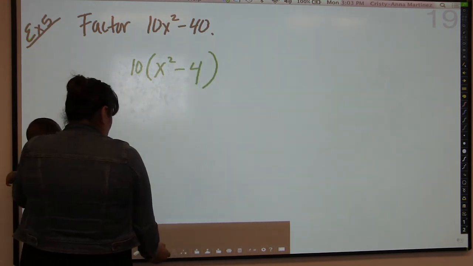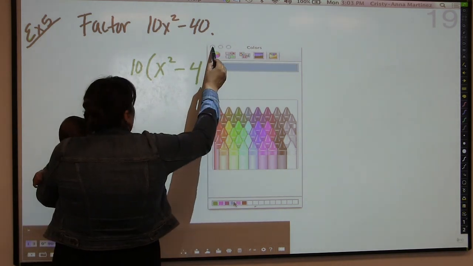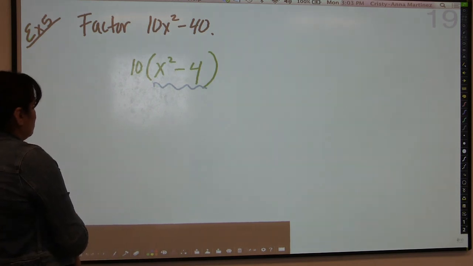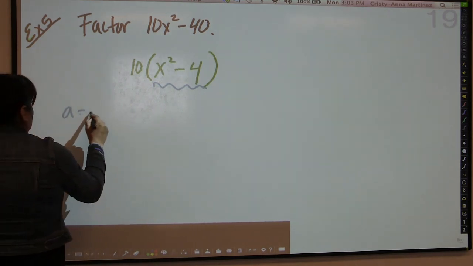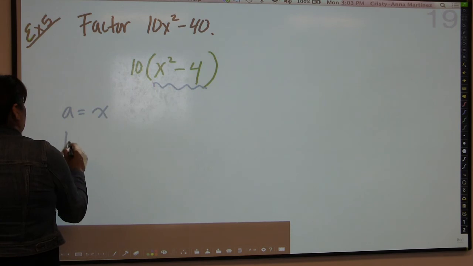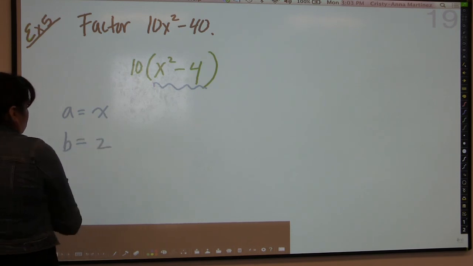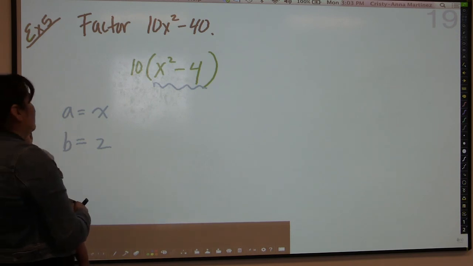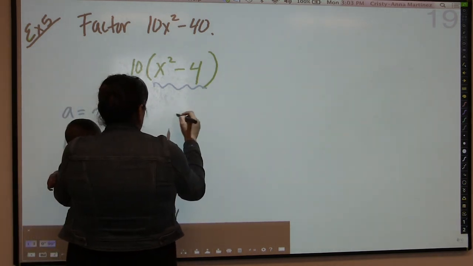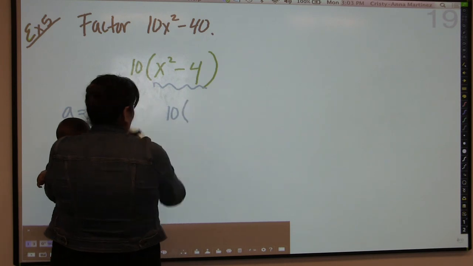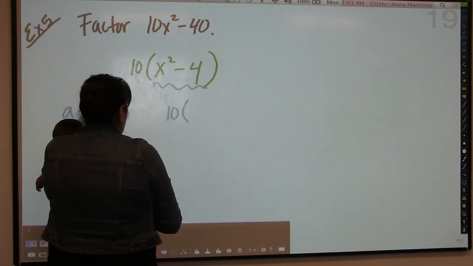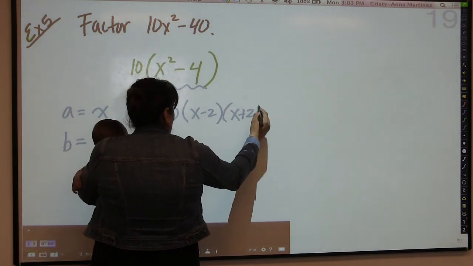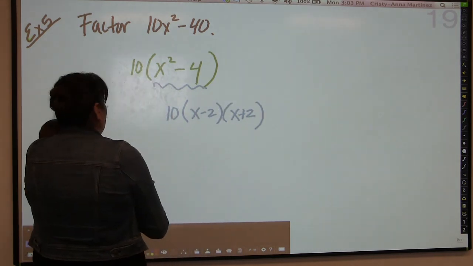Once I factor it, now the part that's in the parentheses appears to be a difference of 2 squares, where a is x and b is 2. So a squared would be x squared and b squared would be 2 squared, which is 4. And so now I can continue to factor. I still have the 10 from before, and now I can factor the x squared minus 4 as x minus 2, x plus 2, and now it's completely factored.